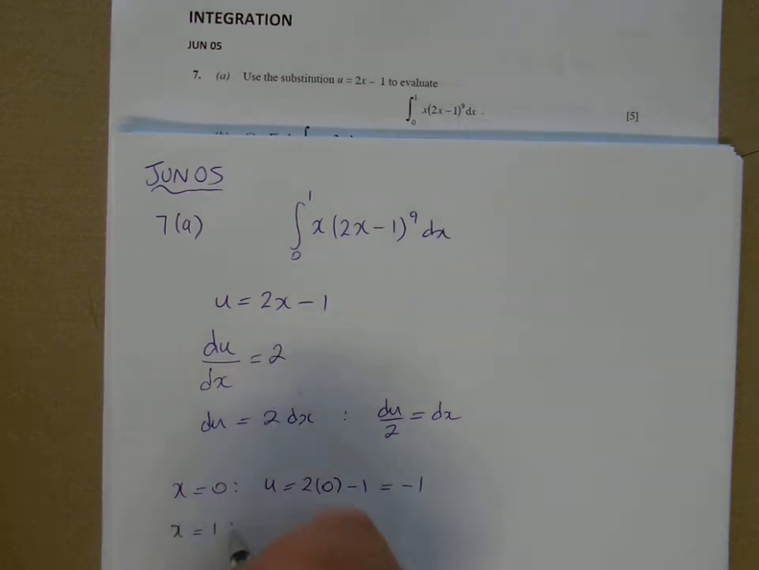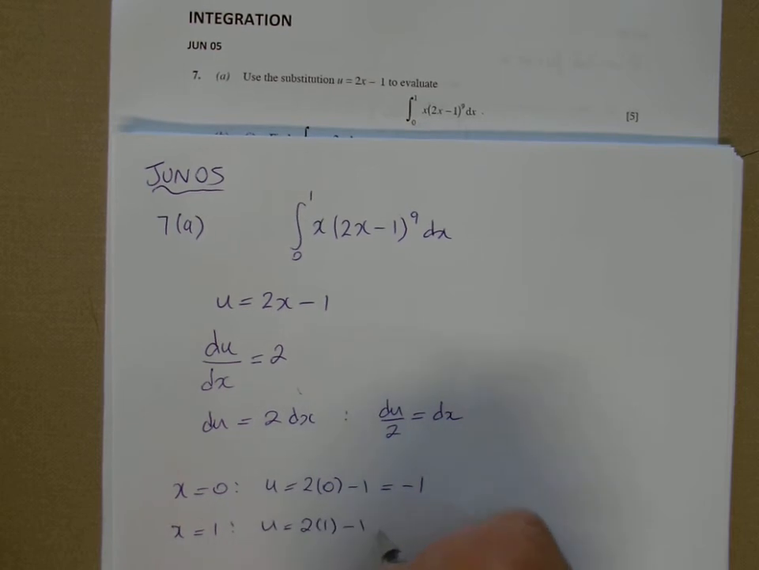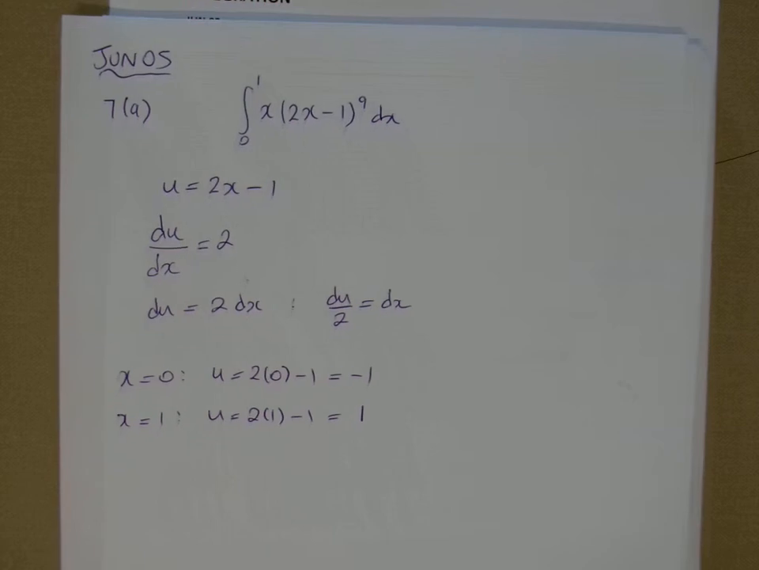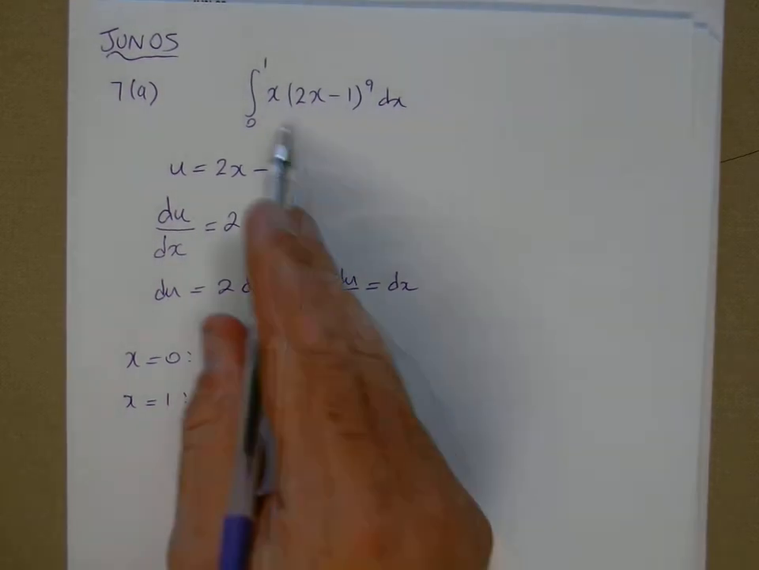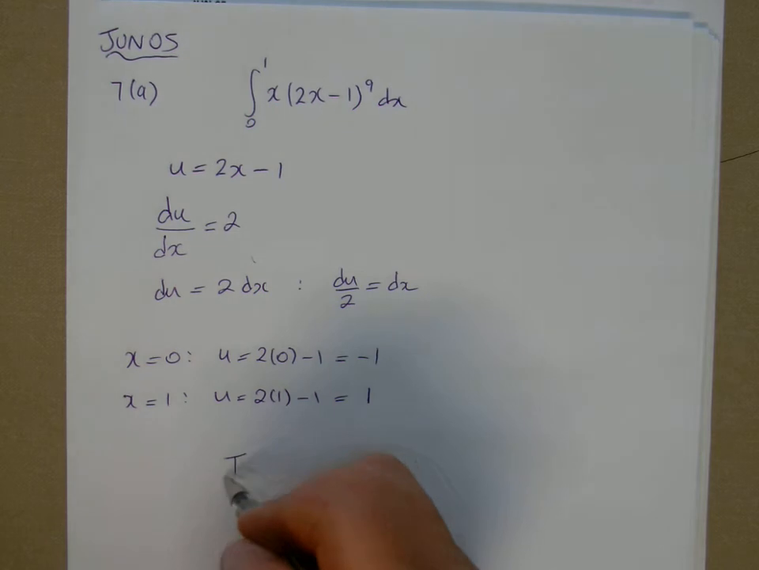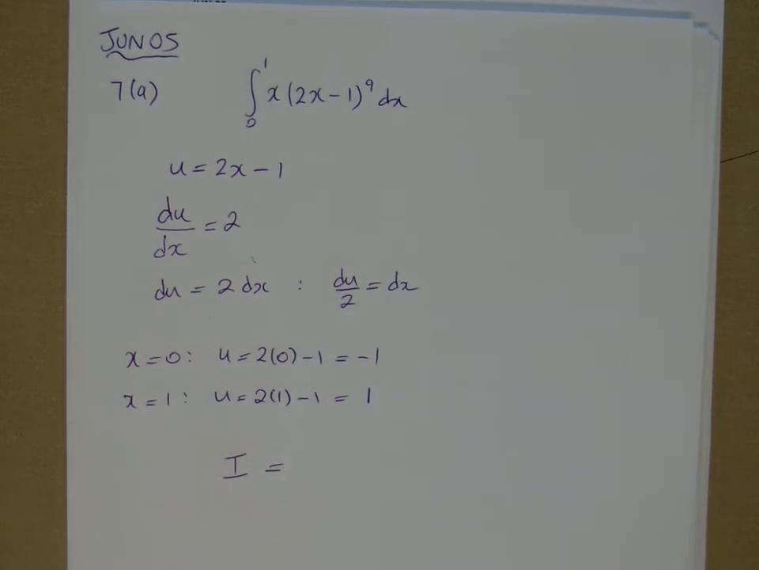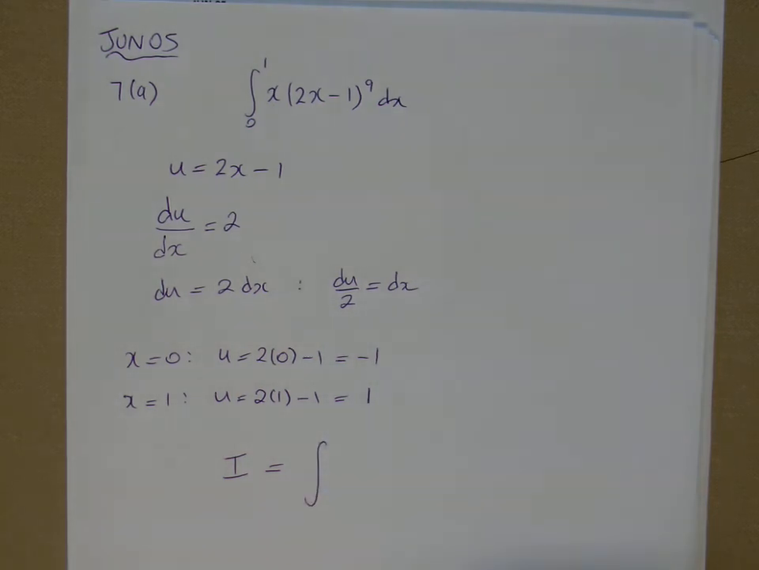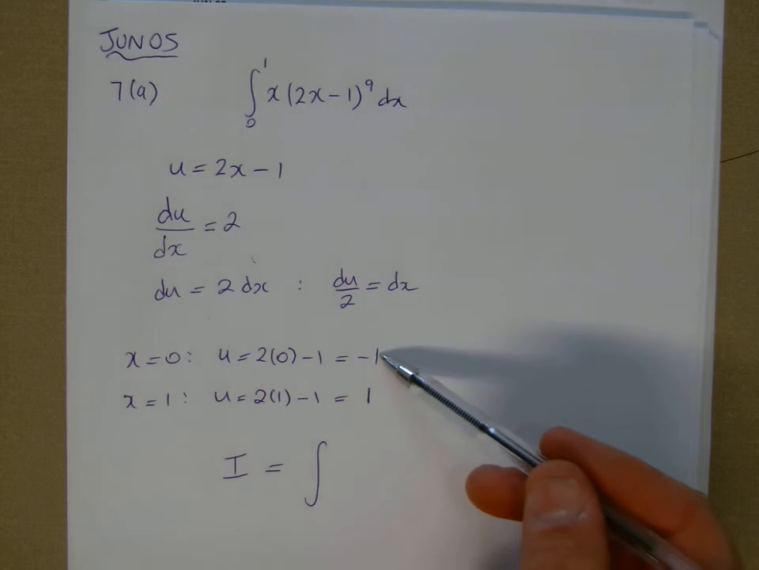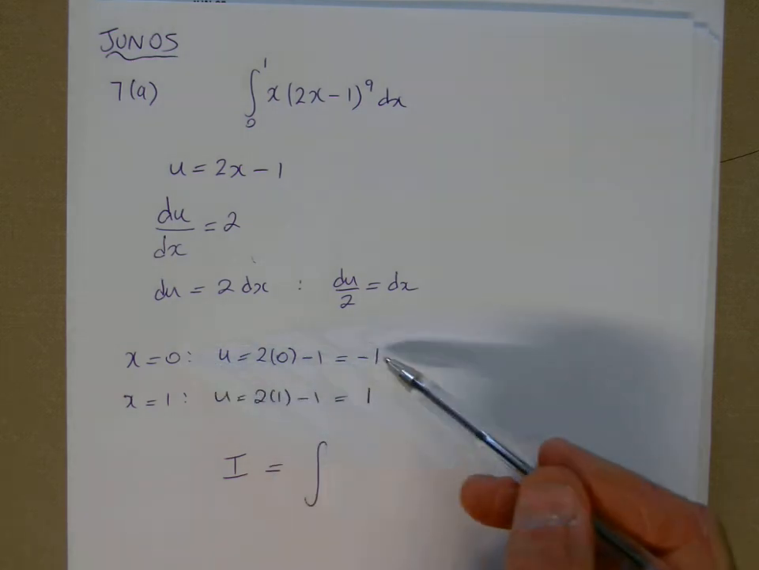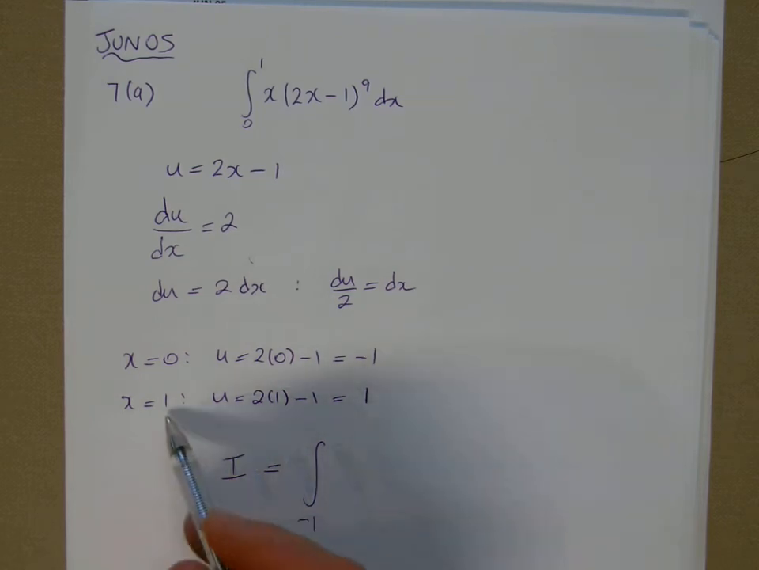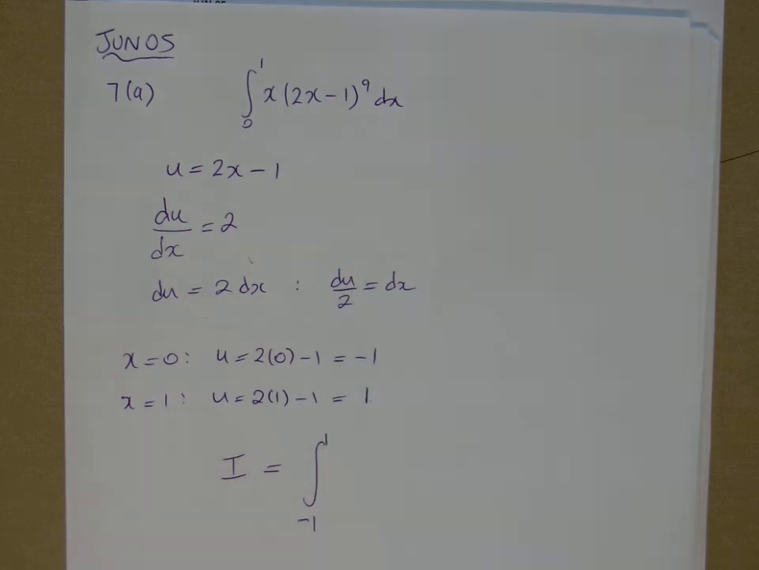And then when x is equal to 1, I put 1 in and I get out 2 times 1 is 2, take away 1 is 1. So there's my new limits. So let's go then for the integration. Instead of writing that out again, I sometimes just put the letter I to represent the integral, and I'm going to now do some substitution. So my limits: minus 1 is my lower limit, because that corresponds to the 0, and then 1 is the upper limit because that corresponds to x equals 1. So we go in there.